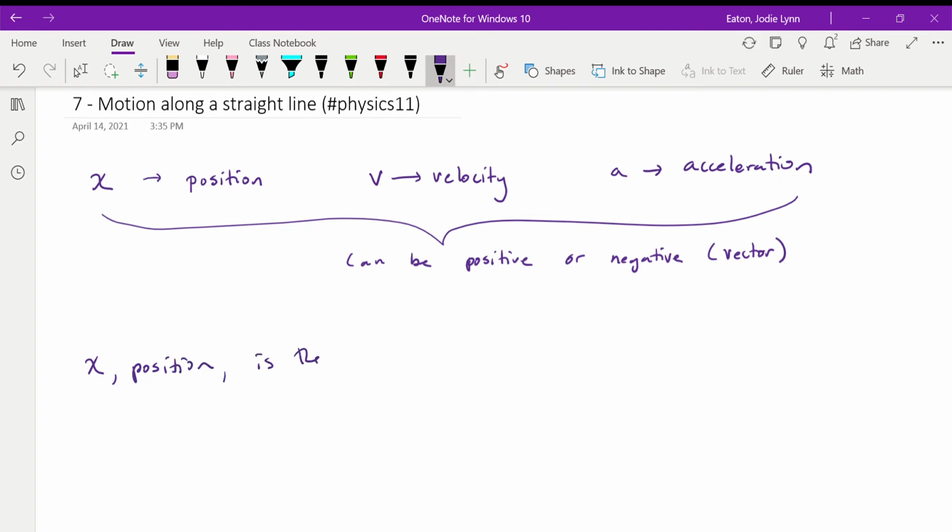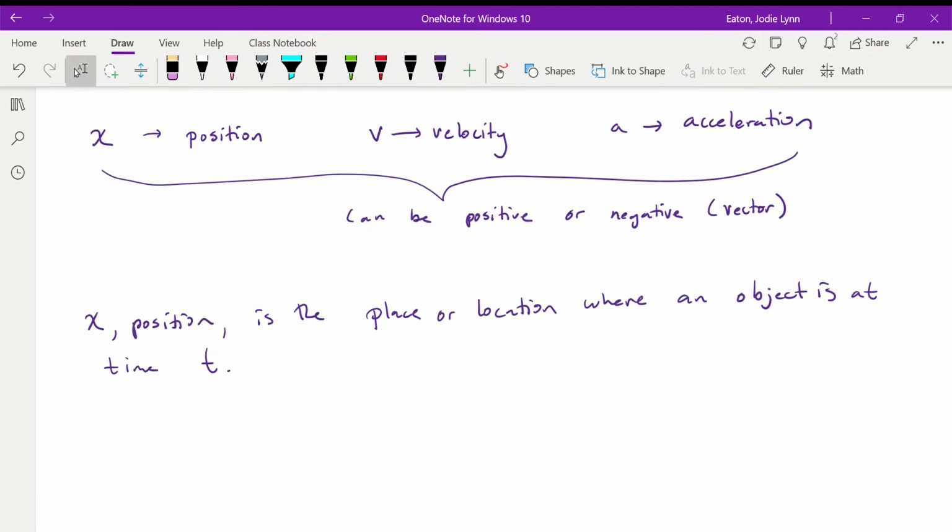So x, position, is the place or location where an object is at time t, and we usually use t to represent time here. Okay, so we would say x of t is the position at time t.